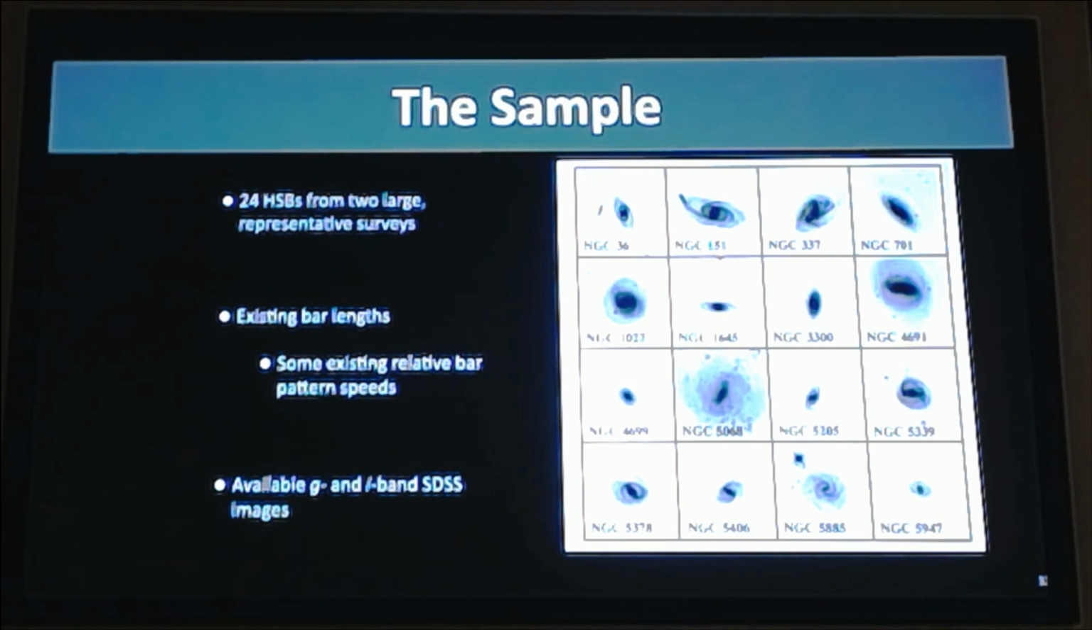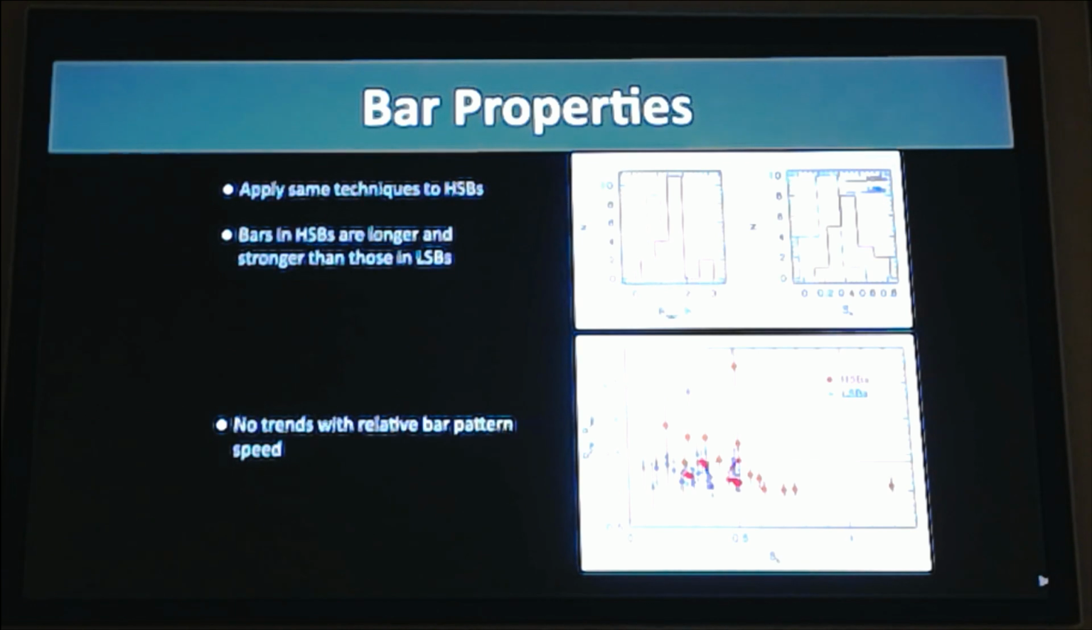Now, G and I are not the same as Johnson B and I. They're roughly around the same wavelength range, but using different bands than B and I has been done in the literature, and it does give similar results. So we apply the same techniques that we just talked about to high surface brightness galaxies to obtain the length, the strength, and the relative bar pattern speed.